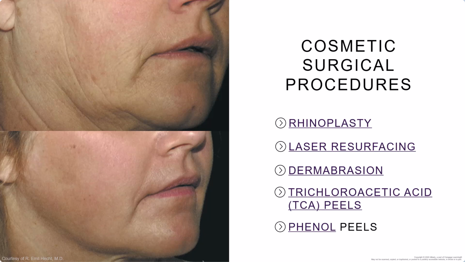Trichloroacetic acid, or TCA peels, are deep peels that are used to address sun damage and wrinkles. And phenol peels are the strongest peels and can be toxic, but they are still used and are less expensive and require a long recovery period.